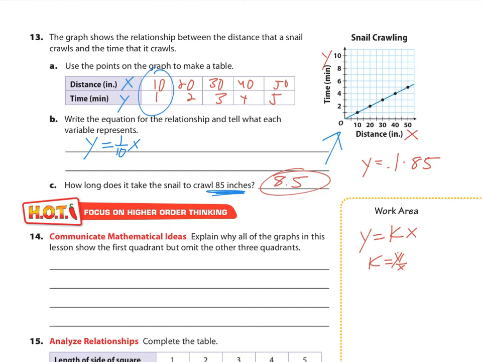There you go. Now that is our introduction into proportional relationships. We will practice this tomorrow. You won't have homework tonight, but you will have some classwork tomorrow to practice it. Done.